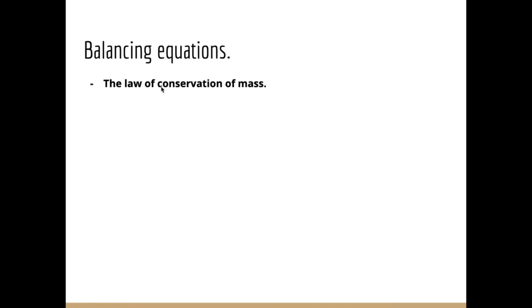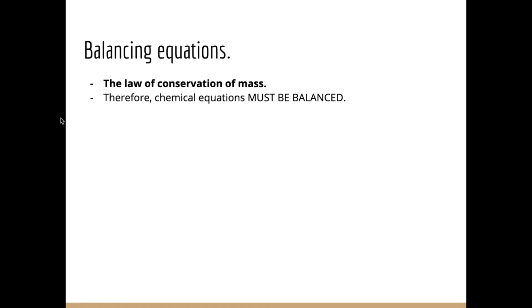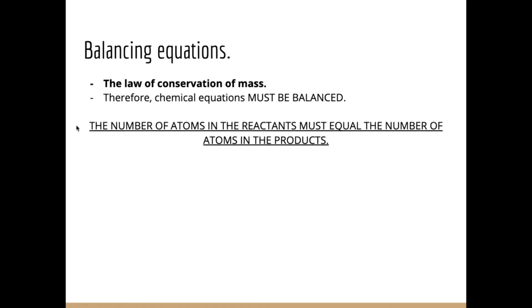And underpinning balanced chemical equations is the law of conservation of mass. The law of conservation of mass states that matter can't be created and matter can't be destroyed. It's just a rearrangement of how that matter is bonded to one another. So what that means is that the number of atoms that we start with in a chemical reaction has to be the exact same number as the number of atoms that we finish with. You can't create or destroy them in any form. Therefore, chemical equations must be balanced, where the number of atoms in the reactants must equal the number of atoms in the products.